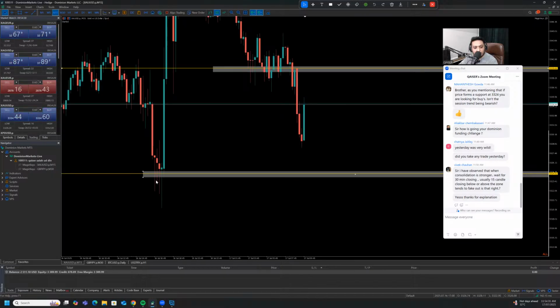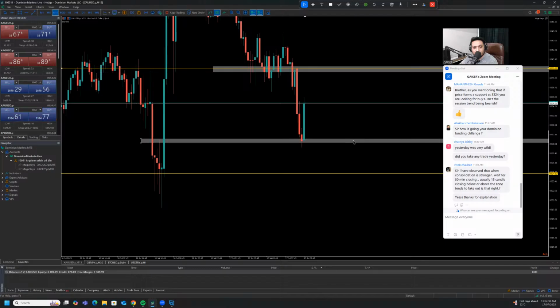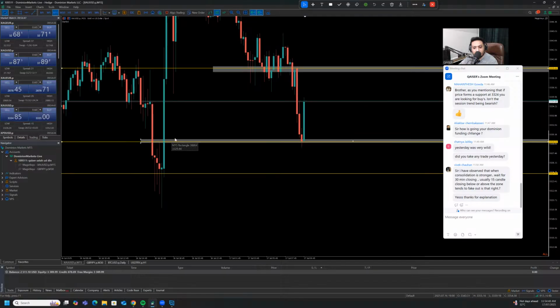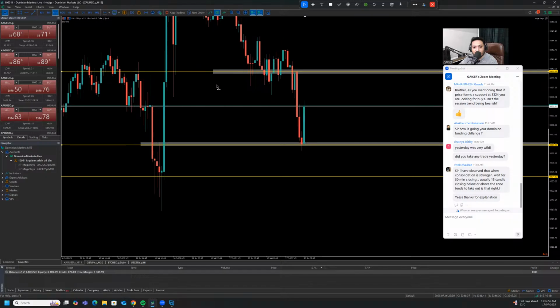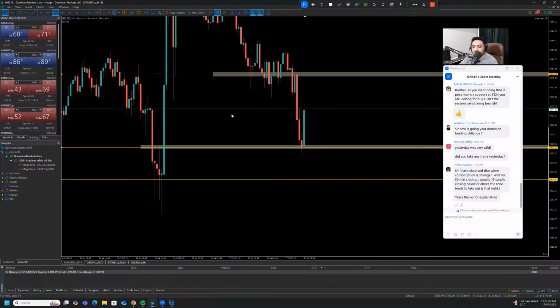So below this support, do we still have any range? This one is the new support we're going to get. And this one is the new resistance I would say we are having right now. All right. Daily is bullish but our session trend is bearish. Buying is good.